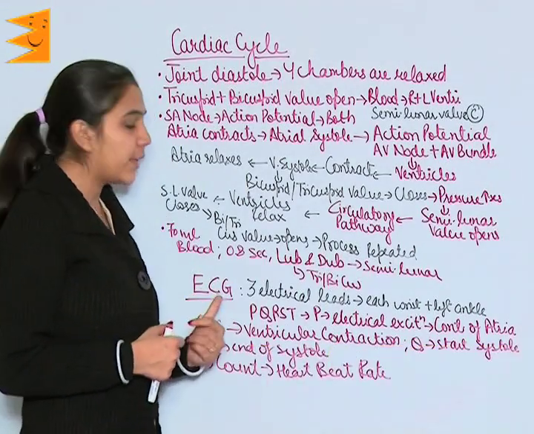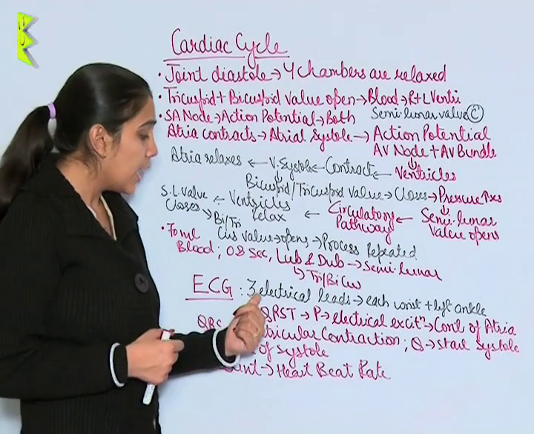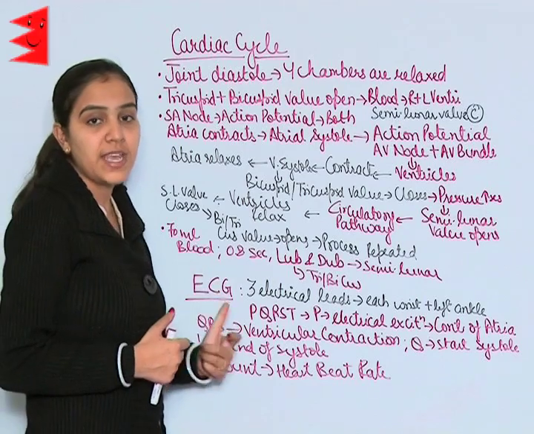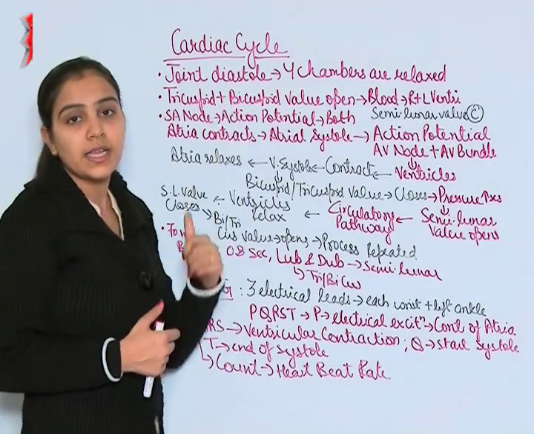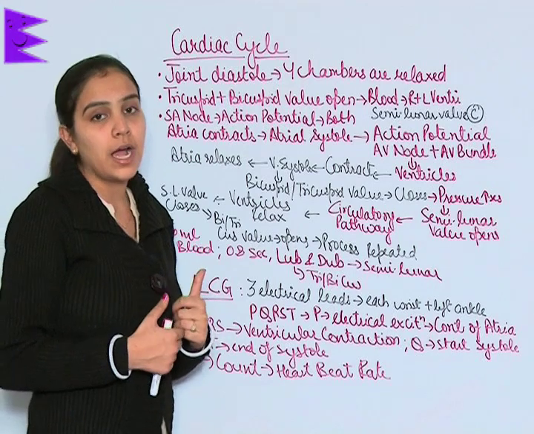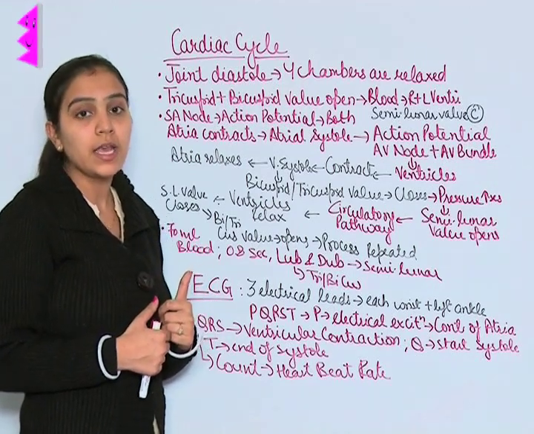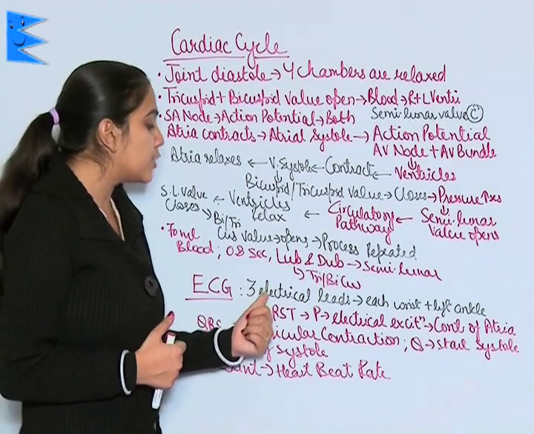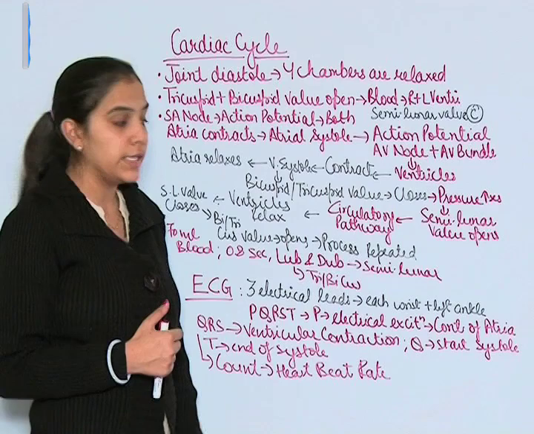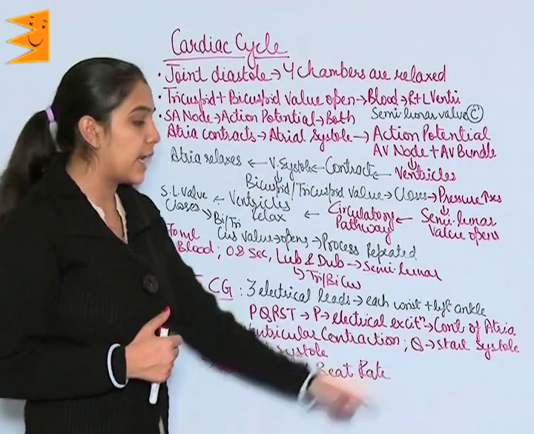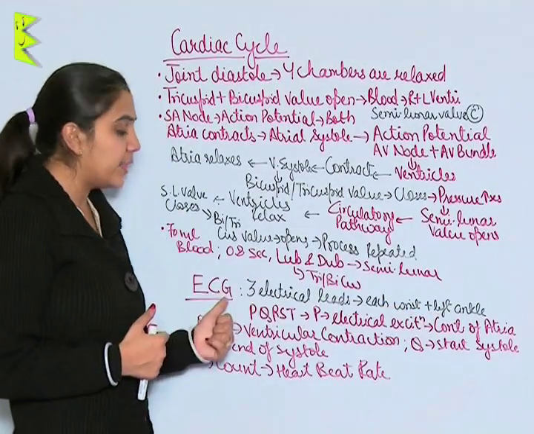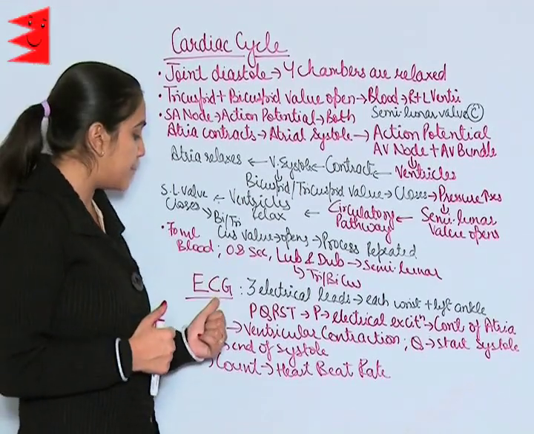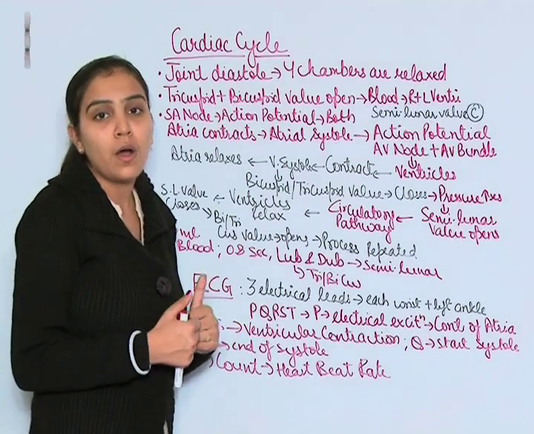ECG, electrocardiograph. It is done to study the various phases of the cardiac cycle, that is, whether the cardiac cycle is occurring in a regularized manner or not. It involves placement of 3 electrical leads, 2 on each wrist and 1 on the left ankle, and then the heart or the cardiac cycle is measured on a monitor or a screen.